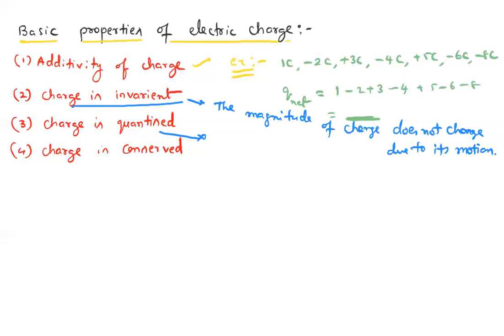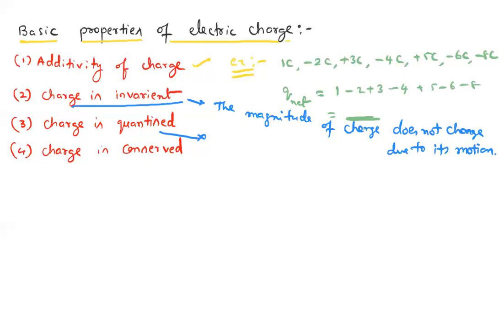That means charge is quantized when it is always transferred from one body to another in multiples of the charge of an electron. It may be transferred as one electron, two electrons, or three electrons, but never as half an electron or 1/4 electron. That's why whenever charge is transferred in multiples of the charge of an electron, we say that charge is quantized.